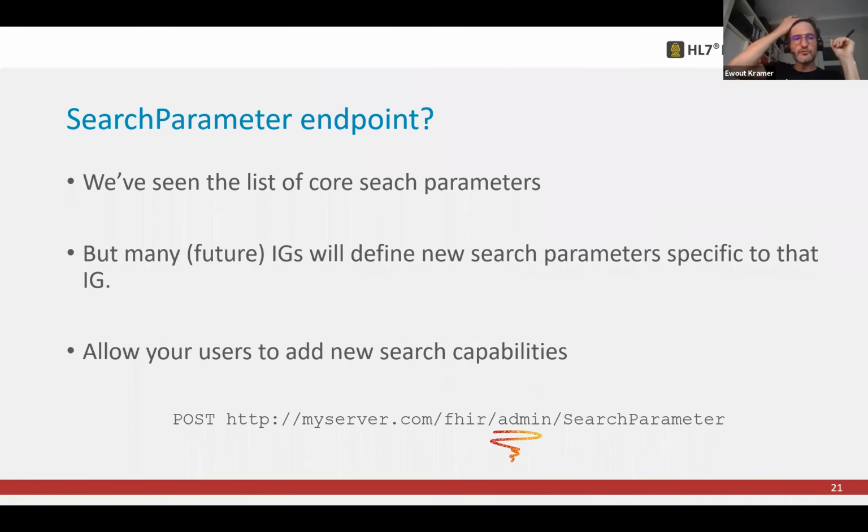Now, sure, there is a use for a search parameter endpoint. We have this on Vonk. You can upload new search parameters. They might come from an IG, a local IG with some new search parameters. And if you upload this, in our case, I think you have to refresh the server or so. It will then start recognizing that search operation.